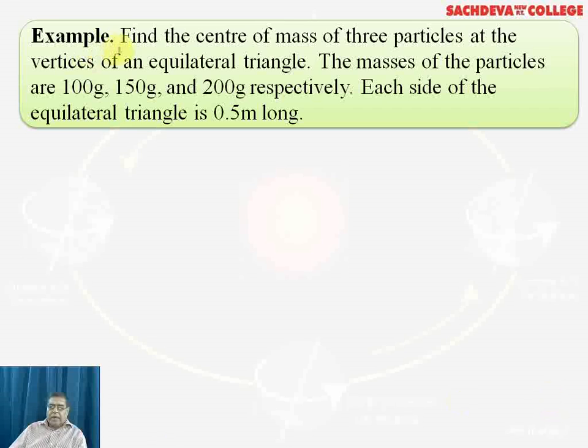Now we come towards certain examples where we have to use the center of mass. Our first example is the center of mass of three particles at the vertices of an equilateral triangle. When we use the term equilateral triangle, all the sides are equal. The masses of the particles are 100 grams, 150 grams and 200 grams respectively. Each side of the equilateral triangle is 0.5 meters long.